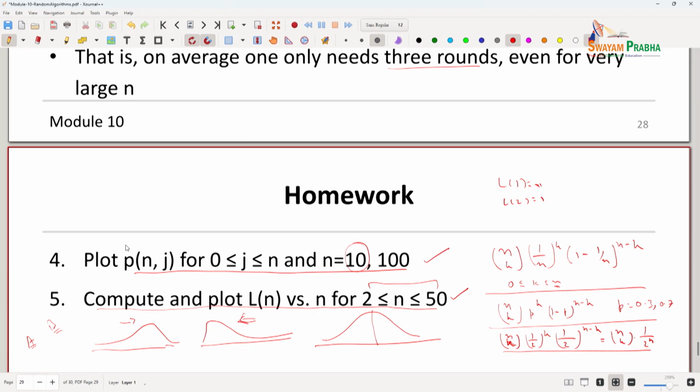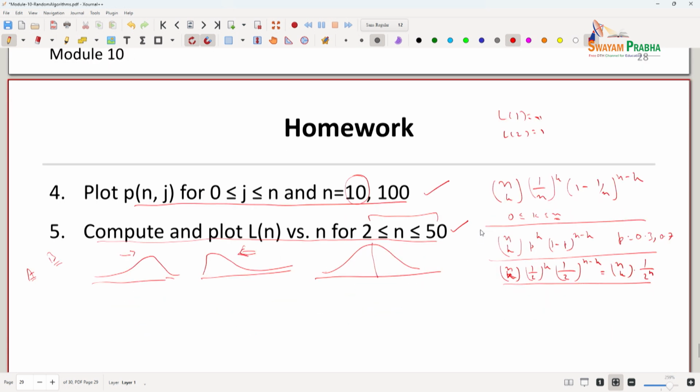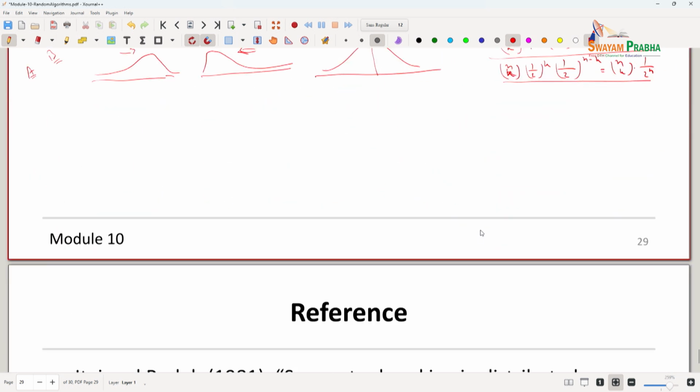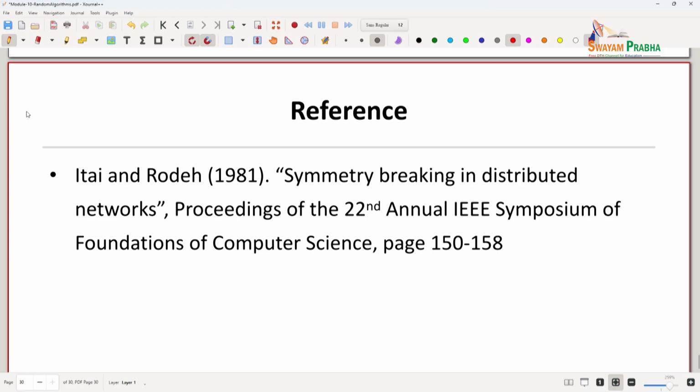With this, I believe I have given you a very good idea of a randomized algorithm. The reference for this is the paper by Itai and Rodeh, symmetry breaking in distributed networks. Please understand this as symmetry breaking. I would like to talk about symmetry breaking for a few minutes now.